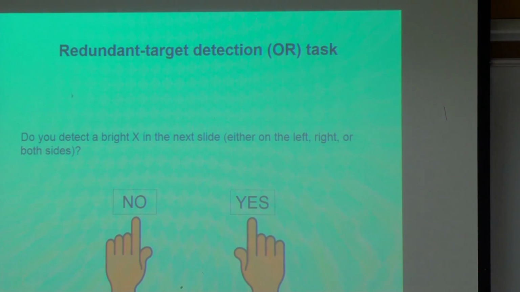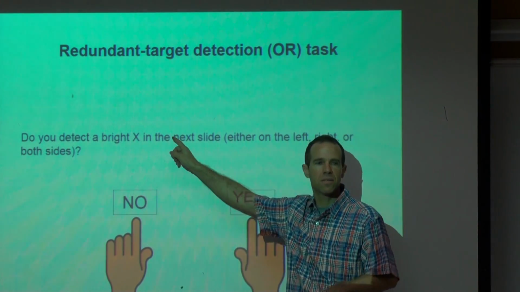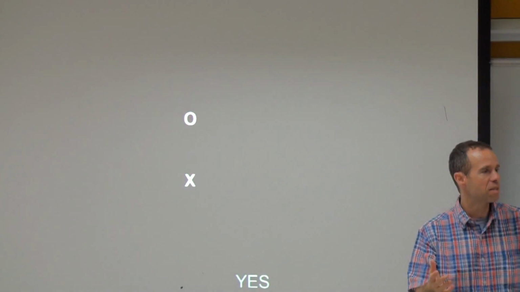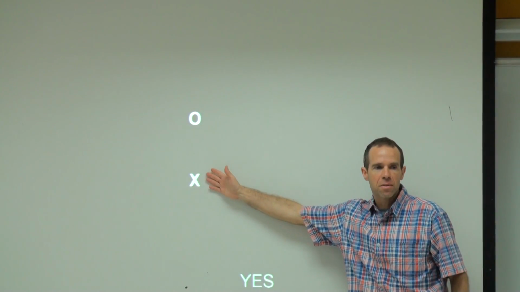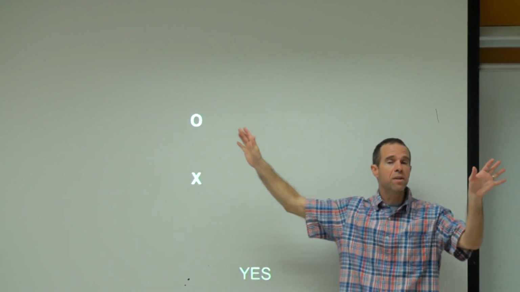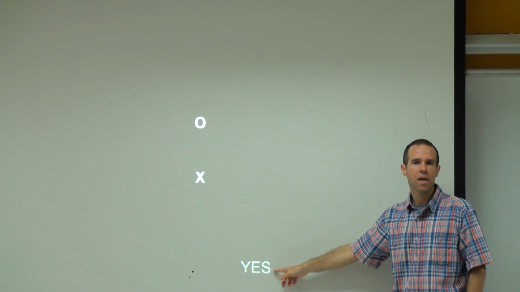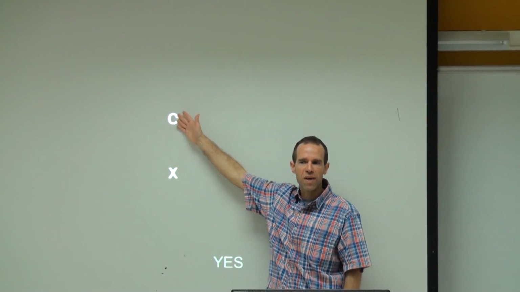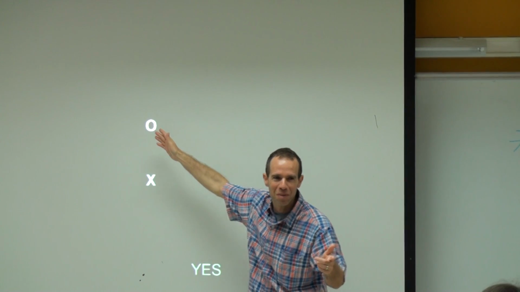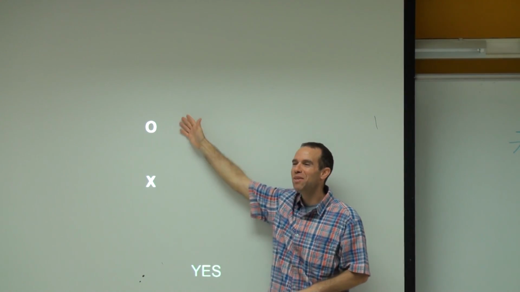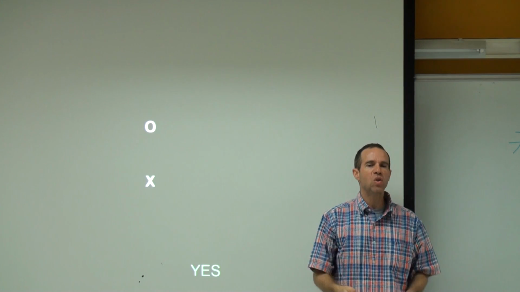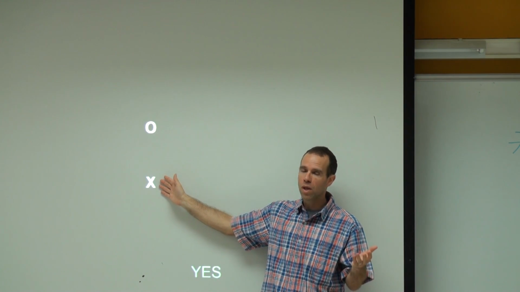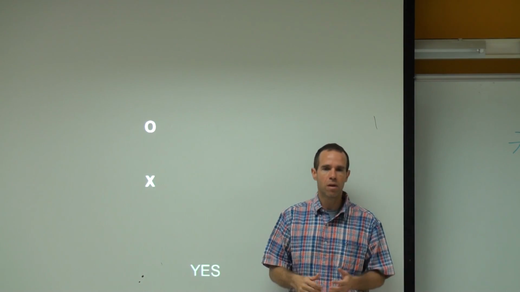And again, the task is very, very similar. If you detect the bright X in the next line, then you press yes. If not, then you press no. Except that in this example, the X is accompanied by the O. It doesn't matter. You have an X, you have to say yes. But you can see that the presence of this distractor in the same display may potentially make it harder for people to process the target, especially so if they are older, as the theory postulates.